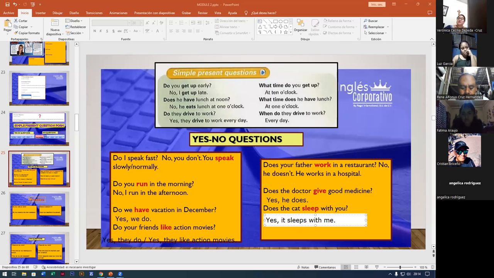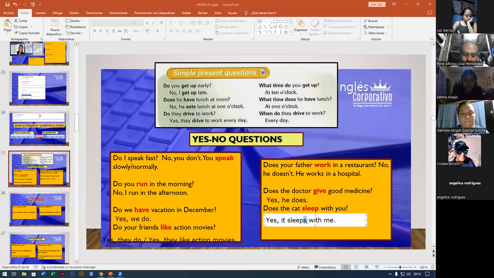Because remember that when you have affirmative in the simple present and you refer to he, she, and it, you need to include the S to the verb, right? Always include it. Now, in the question, you don't include it because you have an auxiliary. So the auxiliary transforms the verb in the third person. Remember? All right, good one.